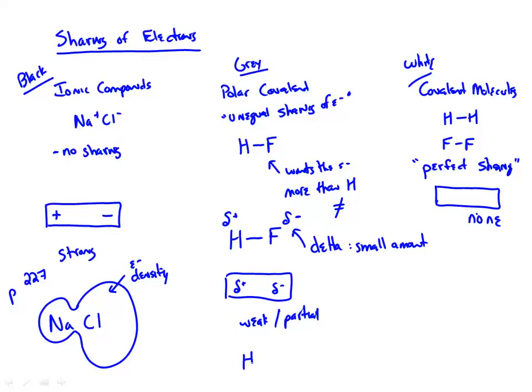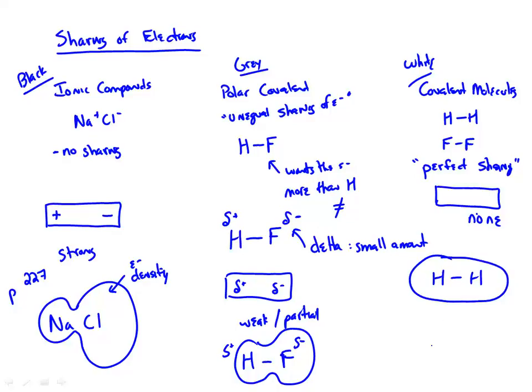If we take a look at HF, or the book uses HCl, we can use either one. Notice that there's an unequal sharing, but it's not as exaggerated. So this is a partial negative here and a partial positive here. And if we take a look at, say, hydrogen, it's a perfectly symmetrical molecule. Or if we take a look at fluorine, it's also perfectly symmetrical. So one of the things that's going to be important is being able to measure that sort of asymmetry when we're talking about those atoms. And the way we do that is through a measure called electronegativity.